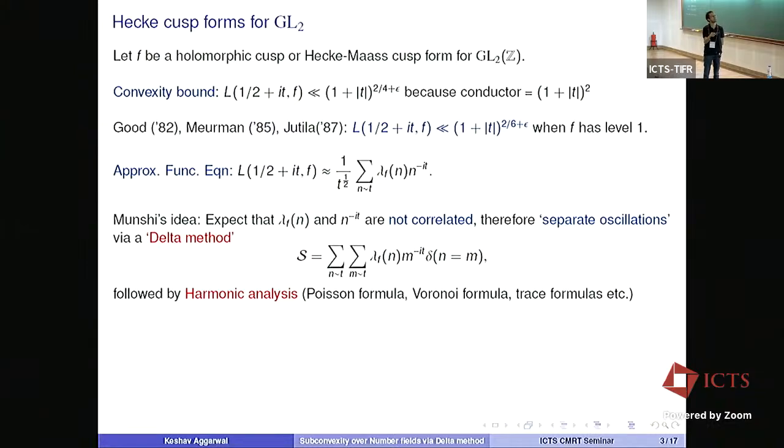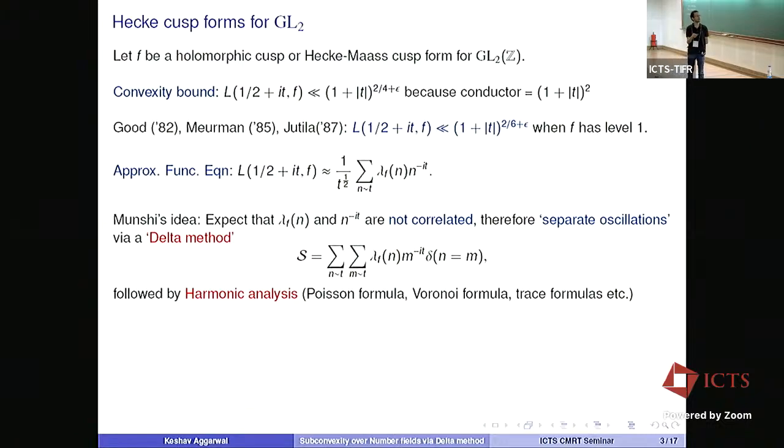And by the approximate functional equation, you can approximate your L-function at the 1/2 line by a certain summation like this, where lambda_f(n) are the Fourier coefficients of the Maass form and n to the negative it. So this t is the same parameter.